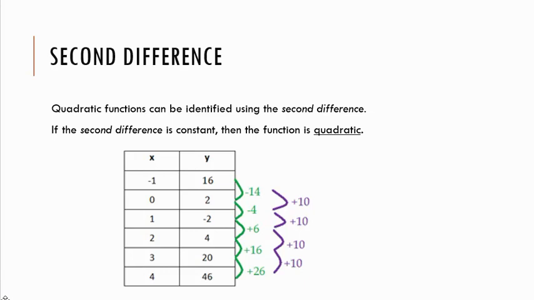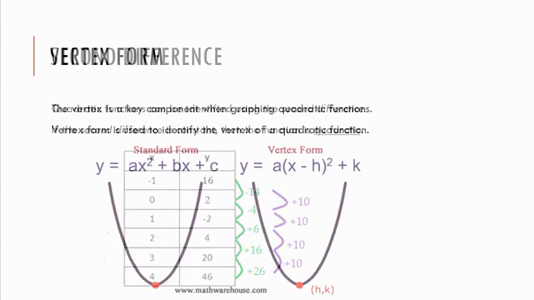So since quadratic functions have a degree of 2, if I were to take the differences twice, then I would know that, hey, this is a quadratic function because my second differences are constant. So if we look at this quadratic function right here, the second difference ends up being constant, so I can say that the function that this table defines is a quadratic function.